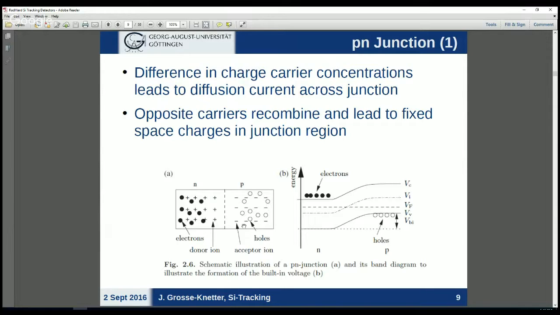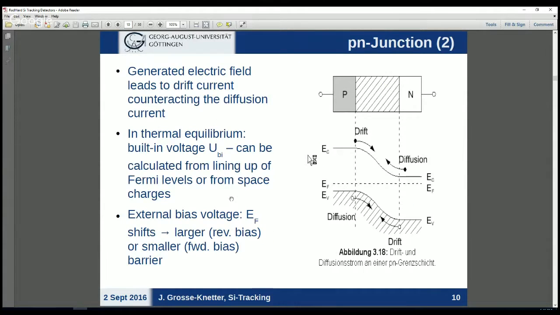So what is left is a region free of charge carriers, and this creates a space charge, which in turn leads to an electric field, which you can measure. So it's basically the difference of the position of the Fermi level. So you can calculate this. That corresponds to what we call a built-in voltage or potential difference.